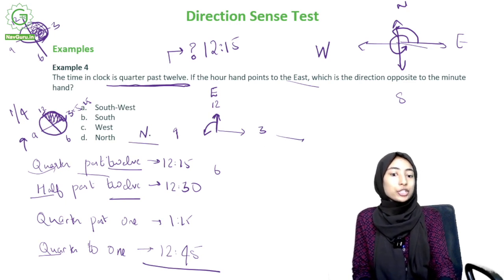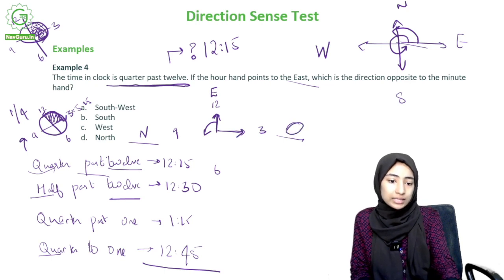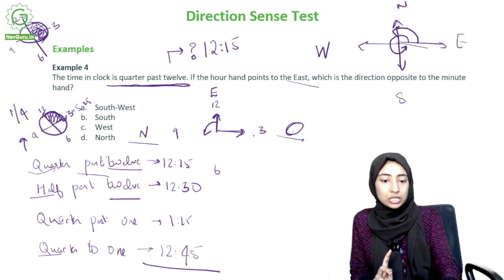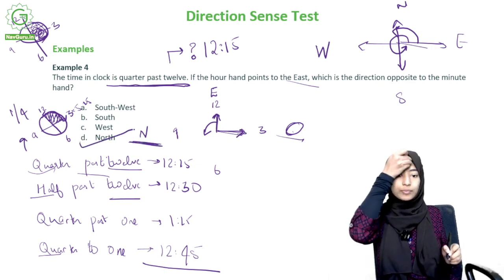So this is the direction opposite to the minute hand, right? Minute hand is in this direction. So whatever this direction is, the opposite, we don't even have to know what this direction is. We can just directly find this. So the opposite to the minute hand is this, and so it is at north. So the answer here is north, okay?